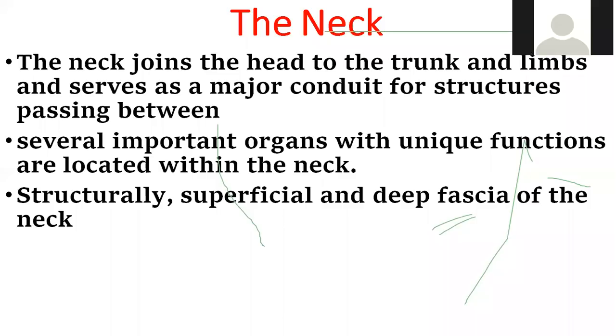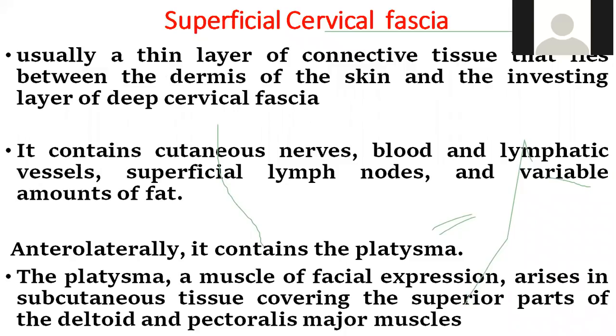Structurally, the neck has the superficial and deep fascia. So structurally, we have the superficial and deep fascial aspects of the neck. Now, let's quickly discuss the superficial cervical fascia. When you talk about the neck, you talk about the cervical spine, because the cervical spine is the bony structure of the neck. The superficial cervical fascia is usually a thin layer of connective tissue that lies between the dermis of the skin and the investing layer of the deep cervical fascia.